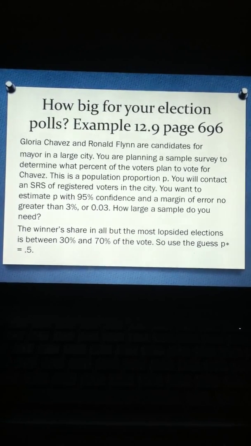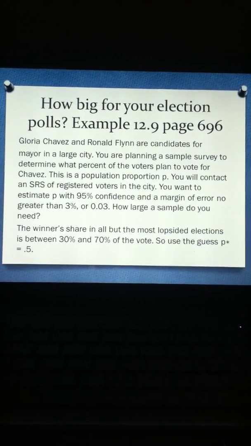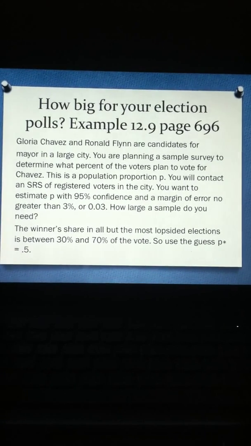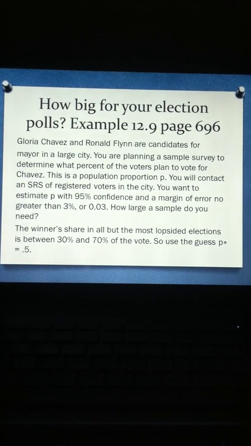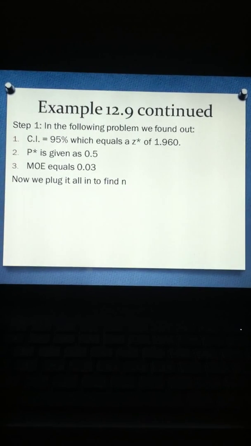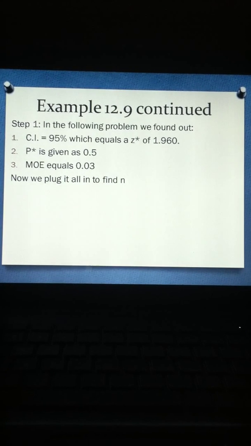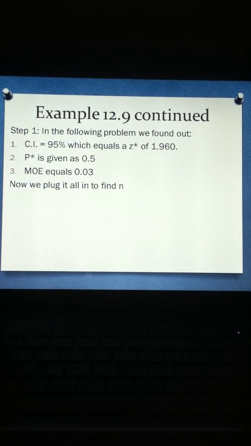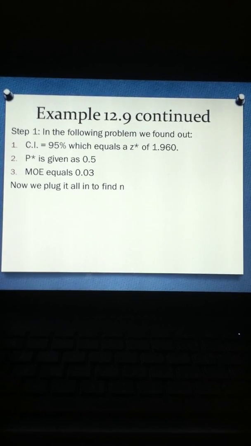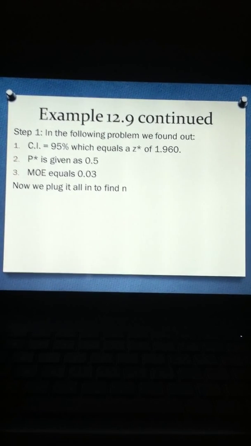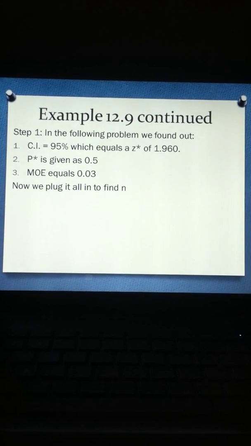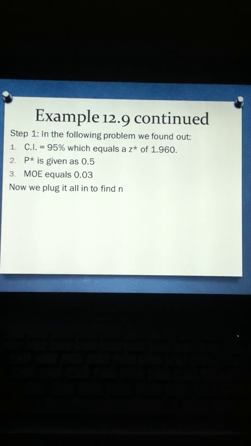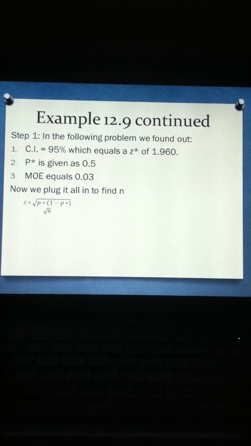The winner's share in all but the most lopsided elections is between 30% and 70% of the vote, so use the guess P star equals 0.5. Example 12.9 continued. Step 1. In this problem, we find the confidence interval equals 95%, which gives a Z star of 1.960. P star is given as 0.5. The margin of error m equals 0.03. Now we plug it all in to find n.